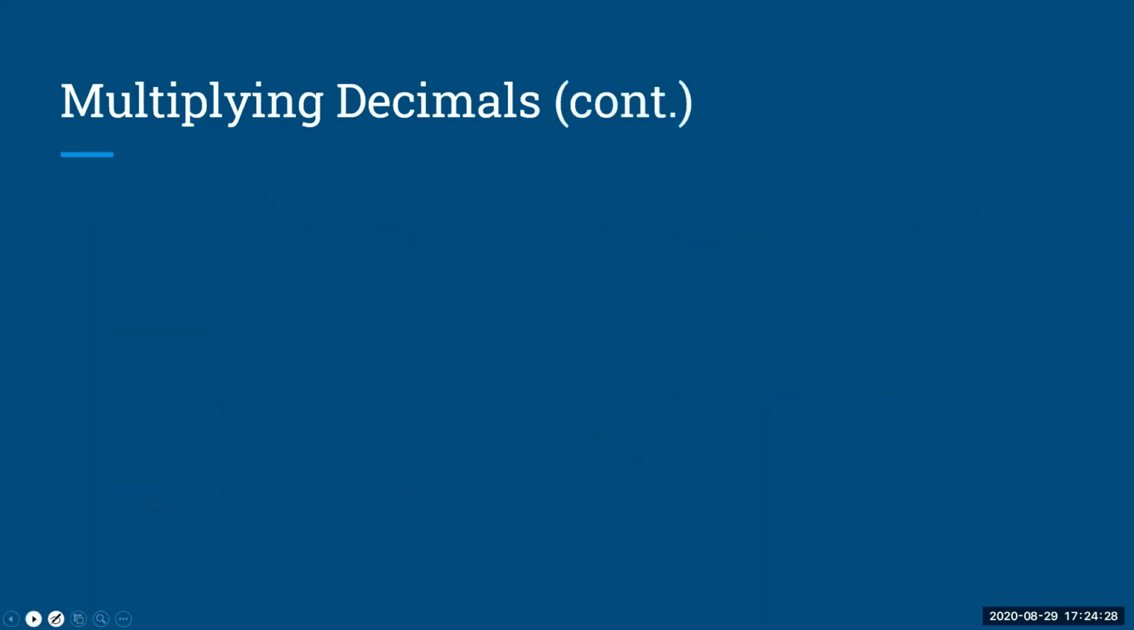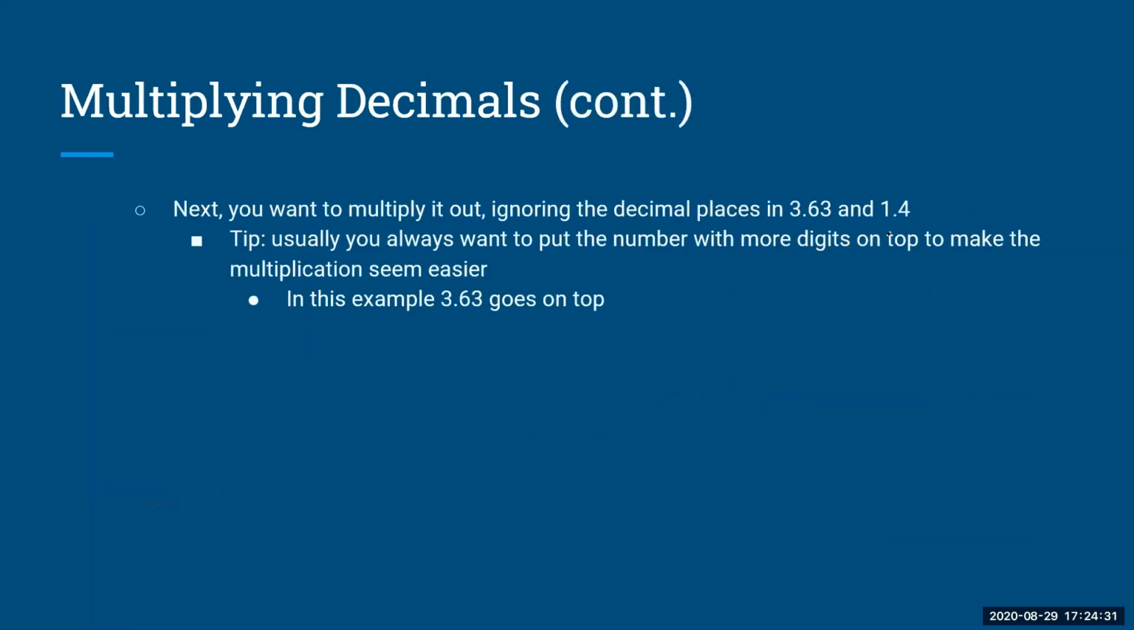Okay. And so you just multiply it out. You could ignore the decimals and do 363 times 14. You could do that, right? But you don't have to. You just keep it in. They don't really distract you that much, right? And a tip that I usually like to do is whichever number has more digits will go on top to make it just look easier.